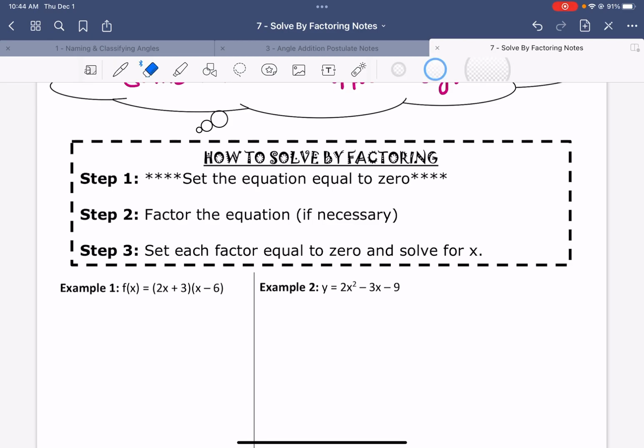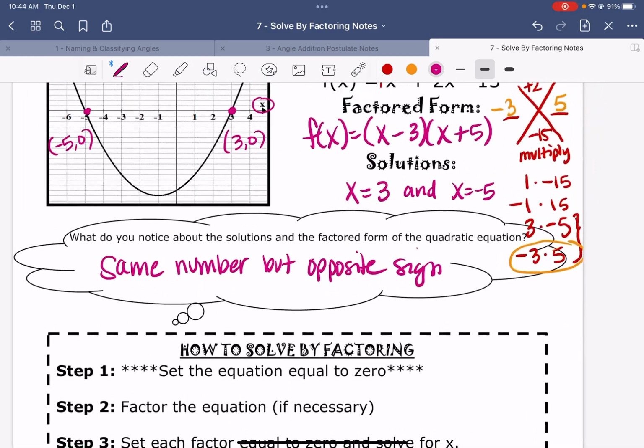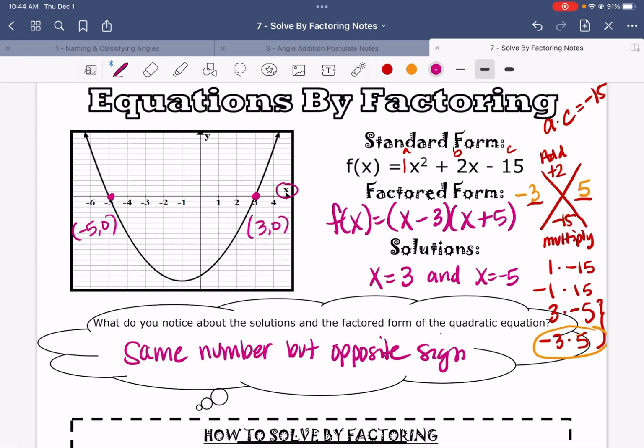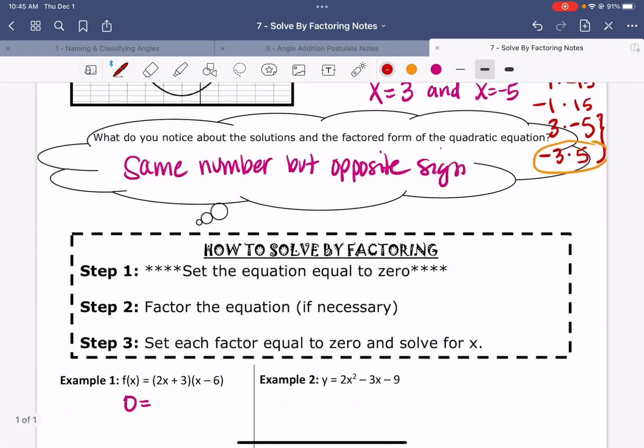So if you look at example 1, it says f of x equals 2x plus 3 times x minus 6. We don't need to do much. We just need to set it equal to 0 here. So we're going to change that f of x to 0. Because when you look at the graph, f of x means y. And what are the y coordinates of both of our solutions? 0. So anytime you make y 0, you're going to find the x-intercepts or the solutions.